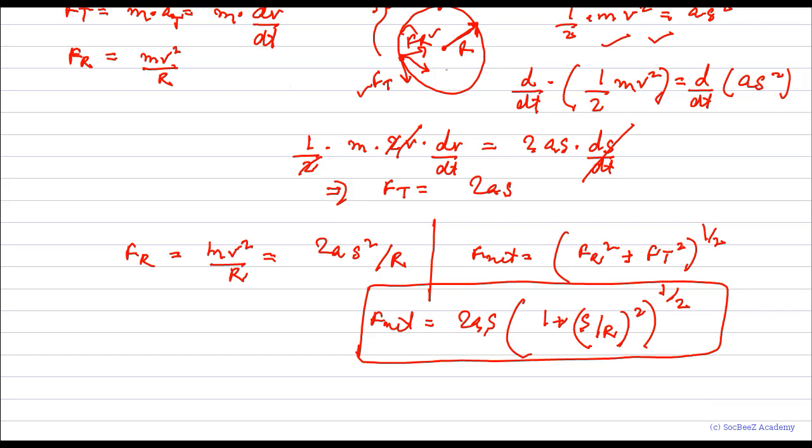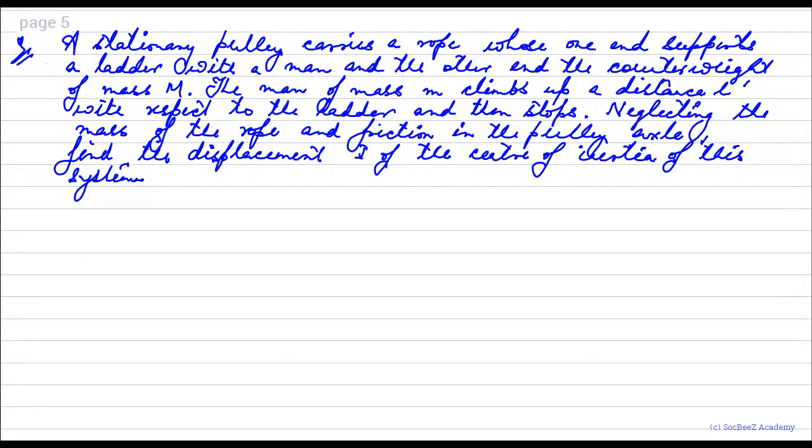Fine. Let us now move on to the next problem, which is this. A stationary pulley carries a rope whose one end supports a ladder with a man and the other end the counterweight of mass capital M. The man of mass small m climbs up a distance L dash with respect to the ladder and then stops. Neglecting the mass of the rope and the friction in the pulley and axle, find the displacement of the center of inertia of the system.